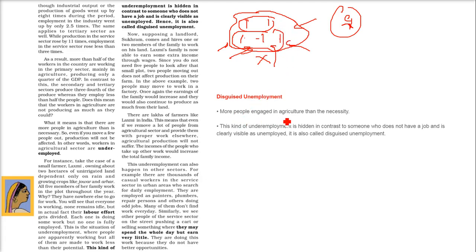So more people engage in agriculture than are actually required, as I gave you an example. This kind of underemployment is hidden, in contrast to someone who does not have a job and is clearly visible as unemployed, which is called undisguised unemployment. The person himself does not know that although he is working, he is still underemployed. There are many people who want to work every day, but they might not get a job, or might not get the whole salary. So there is a different kind of unemployment: underemployment, or less employment, or disguised employment.